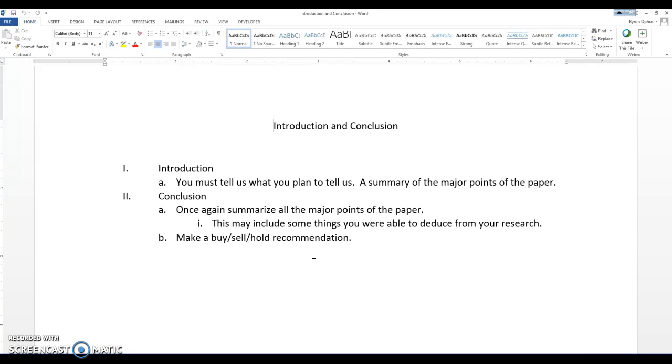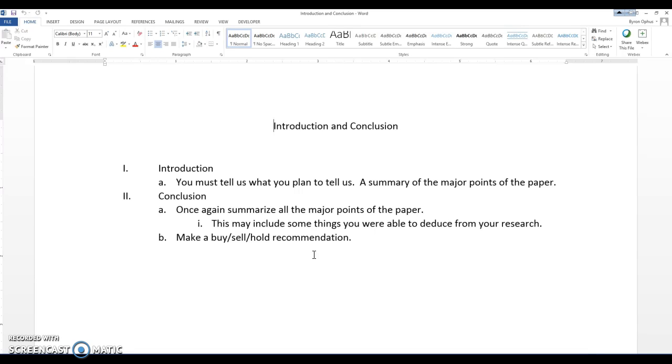What do you need to put in there? First, of course, you have to tell us what you plan to tell us. The old axiom is, tell us what you're going to tell us, and then tell us what you told us. While that seems kind of trite and insignificant, it really isn't. Any good paper should put those things in. If you're being corrected, and you will be in this class, but in other classes as well, those are things they look for.